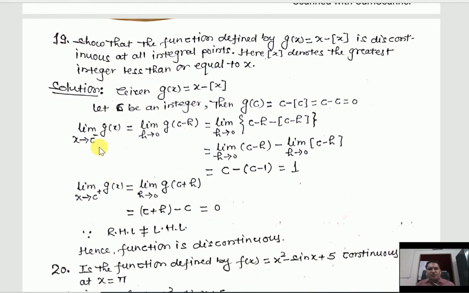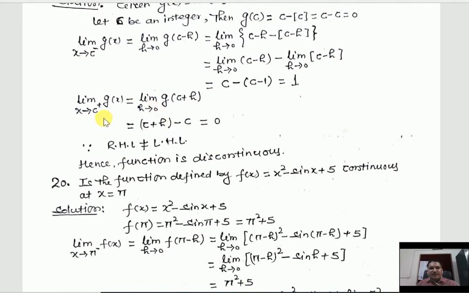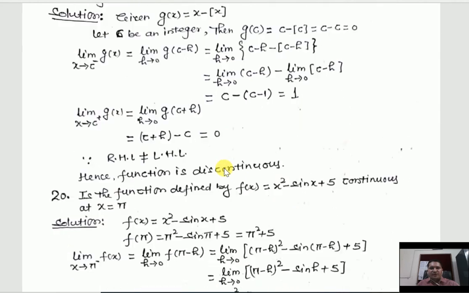Now x tends to c minus of g(x), that is the left hand limit. So limit h tends to 0 of g(c minus h). So instead of x you have to write c minus h. This value will be c minus h, okay, and the greatest integer value will be c minus 1 by definition of the greatest integer function. Now apply the limit, you will get 1. Similarly the right hand limit. So all three values are not equal to each other, hence the function is discontinuous.